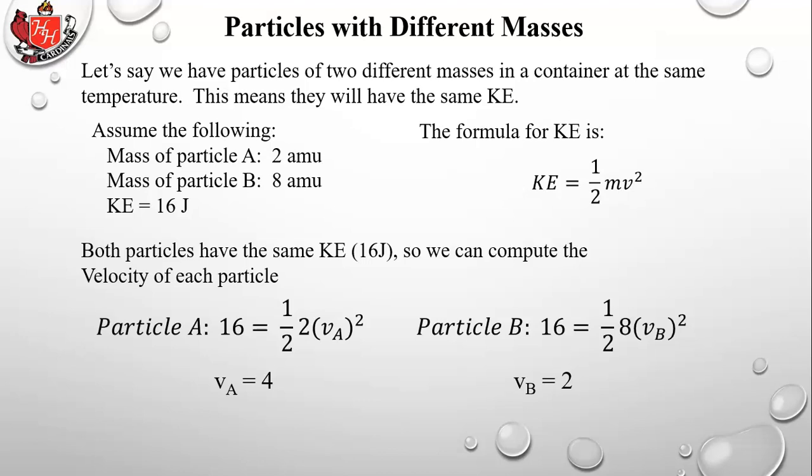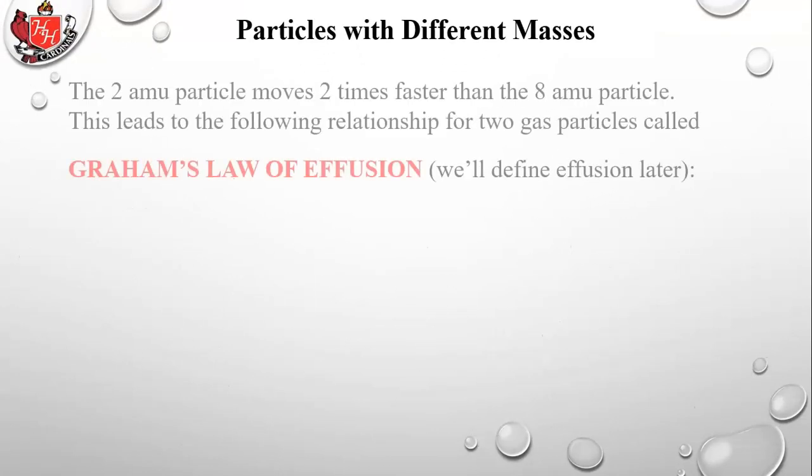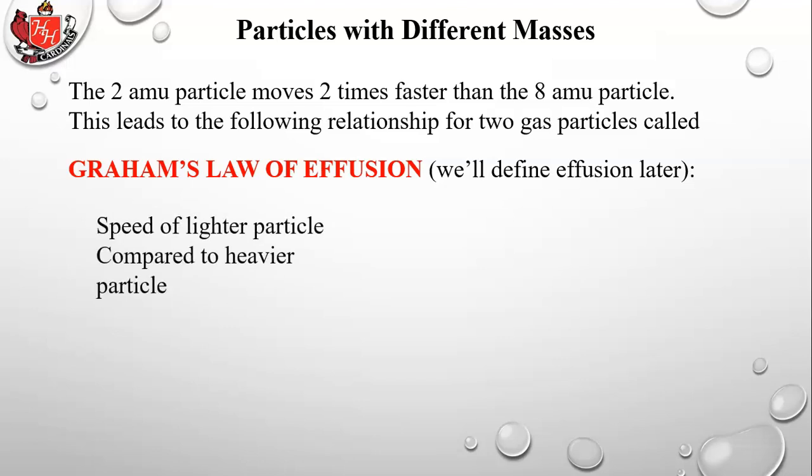So let's see if there's a general law that can be derived from that. The 2 AMU particle moves 2 times faster than the 8 AMU particle. So there actually is a law. This leads to the following relationship for 2 gas particles called Graham's law of effusion. And we'll define what effusion is later, but it's generally just the movement of gas particles. So the speed of the lighter particle compared to the heavier equals the mass of the heavier over the mass of the lighter.